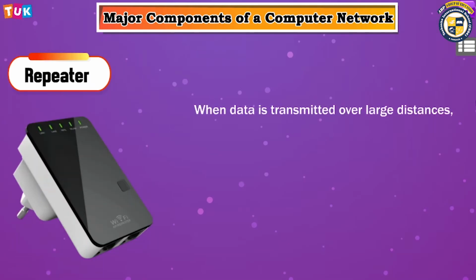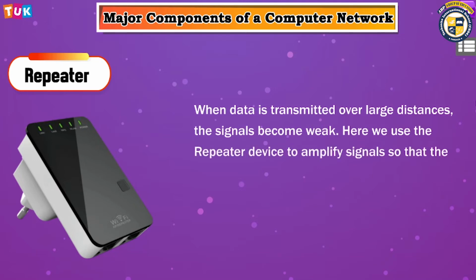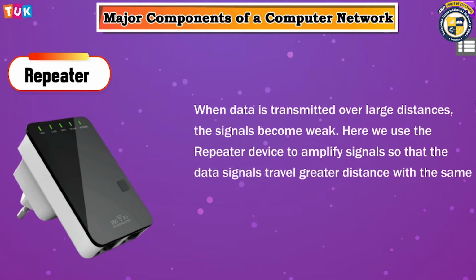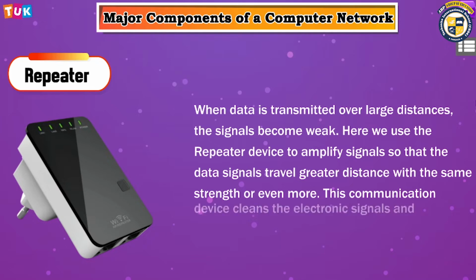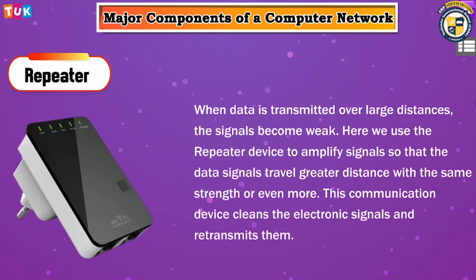Repeater. When data is transmitted over large distances, the signals become weak. Here, we use the repeater device to amplify signals so that the data signals travel greater distance with the same strength or even more. This communication device cleans the electronic signals and retransmits them.